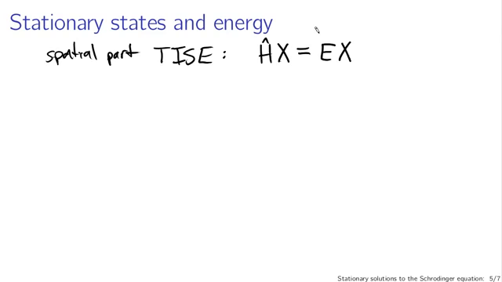H times ψ equals E times ψ, where H is now an operator, so I shouldn't say times. I should say the Hamiltonian operator acting on ψ is equal to the separation constant E just multiplied by the spatial part of the wave function.